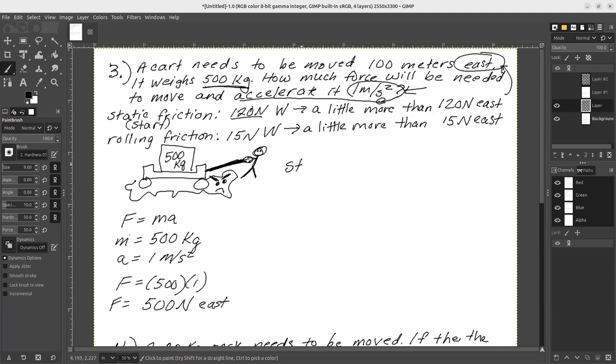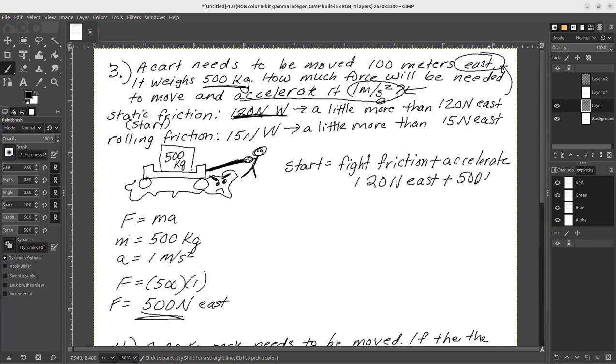So to start this rolling, you're going to fight friction, which is the static friction. So you're adding newtons in for that, and you're going to have to accelerate. So when you're fighting friction to start, there's our friction to start: 120 newtons east. In order to accelerate, we need 500 newtons east, which is going to equal 620 newtons east.